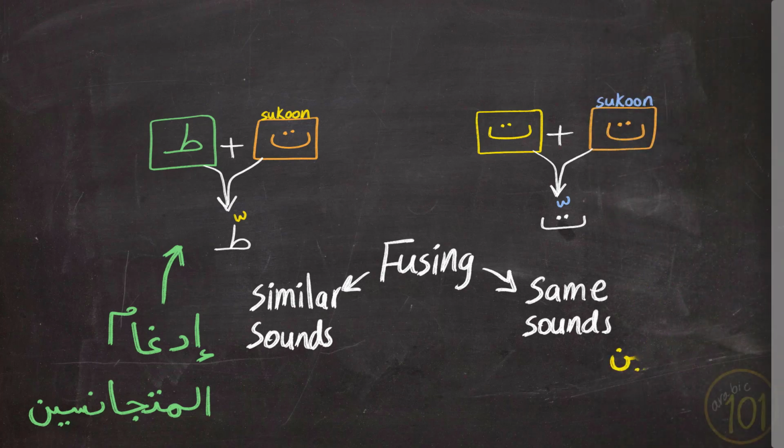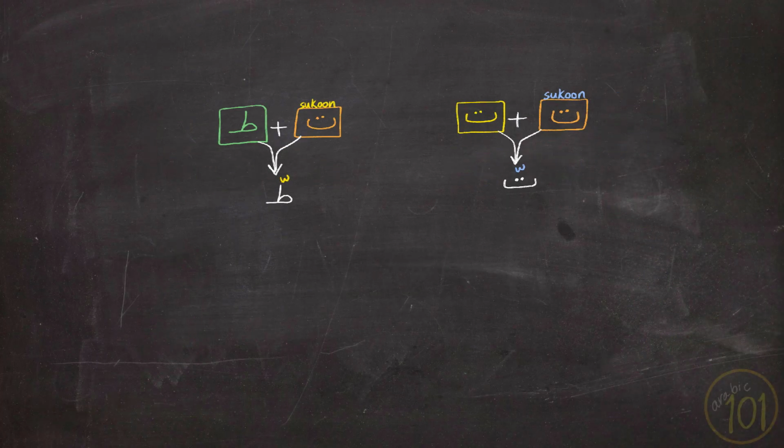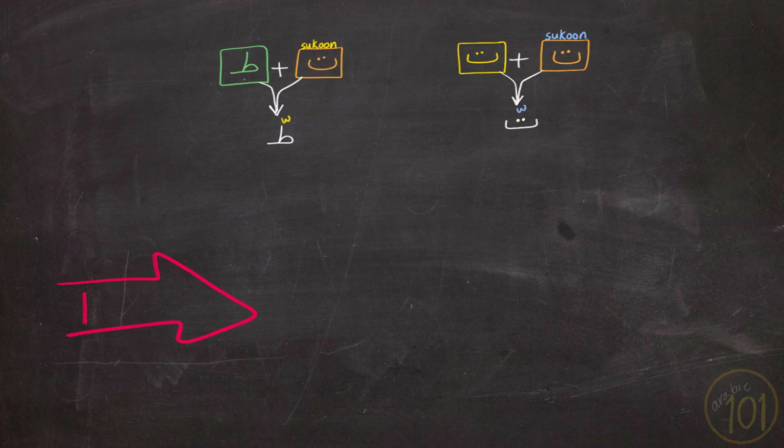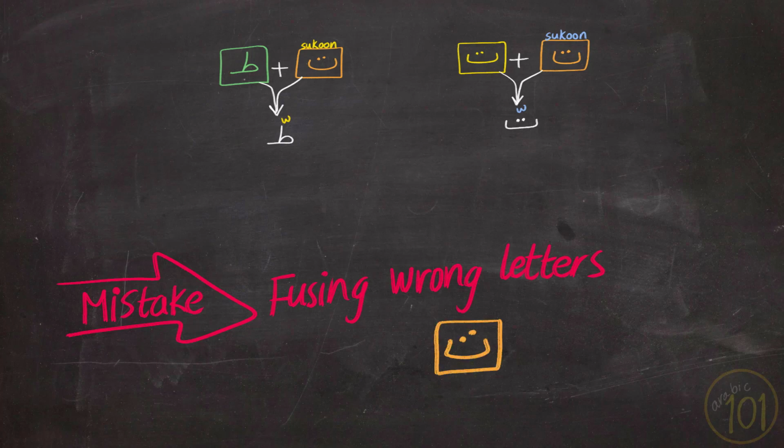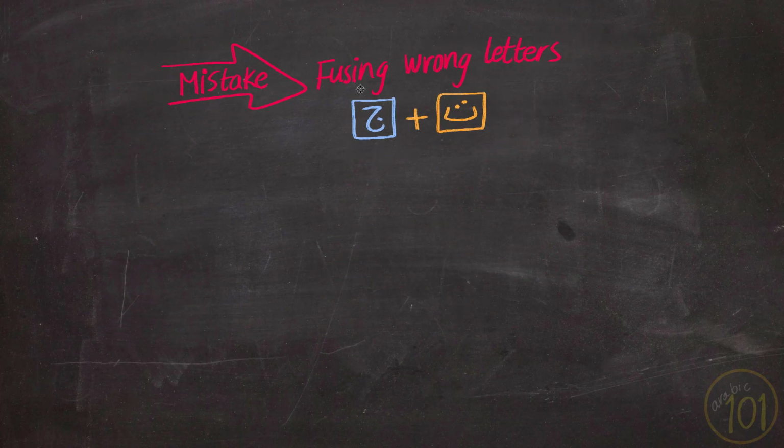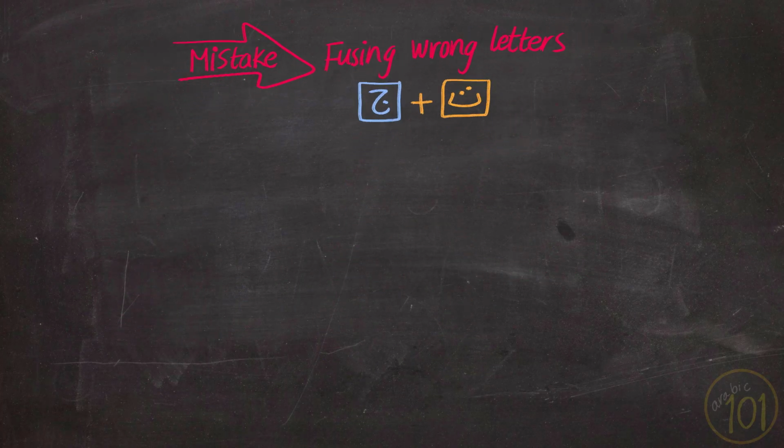This little introduction is meant to introduce today's common mistake, which is fusing letters that must not be fused together. Like, for example, fusing the letter ta together with the jim, which is a very common combination when it comes to this type of mistake, like in this example.